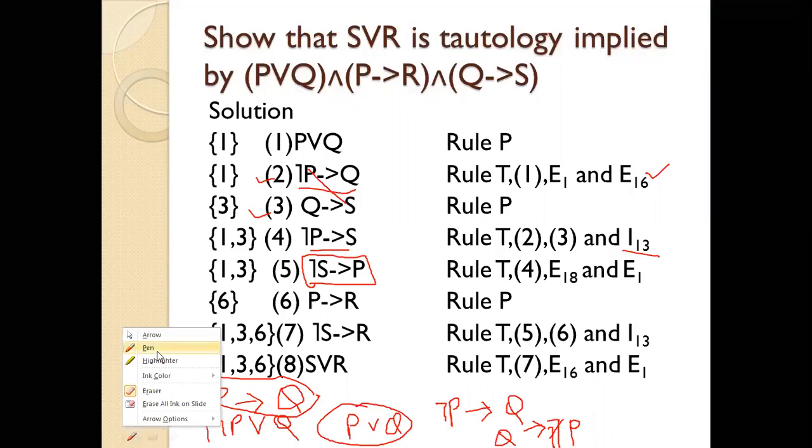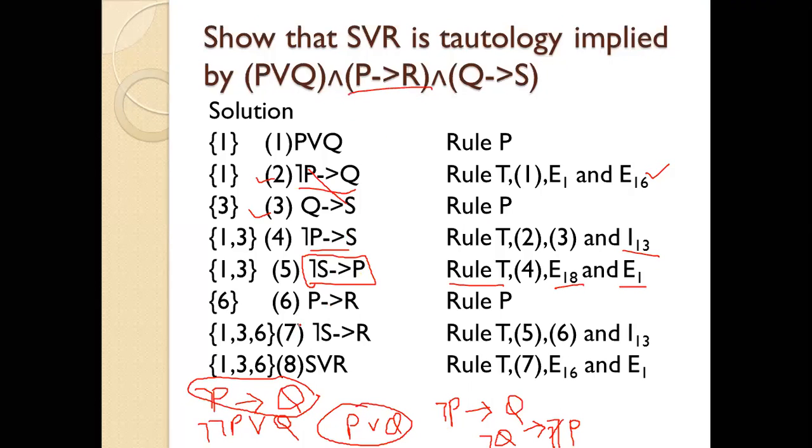So here you see negation of P implies S. So here it means negation of S implies negation of P. So double negation will be cancelled. So this is our rule T using E18 equivalence and E1 equivalence. Now P implies R, this middle term, P implies R. This is rule P. Again you say this implies P and P implies R. So negation of S implies R. This is identity number 13.